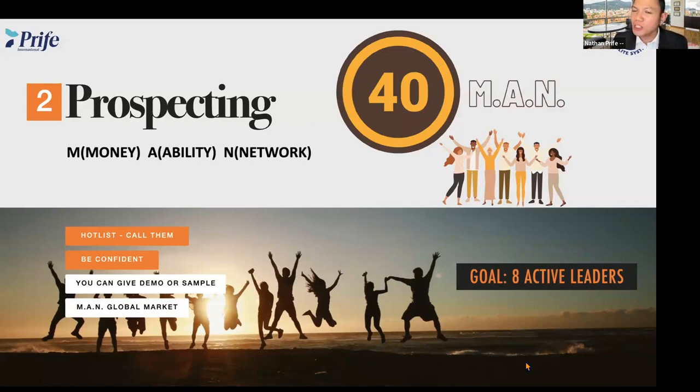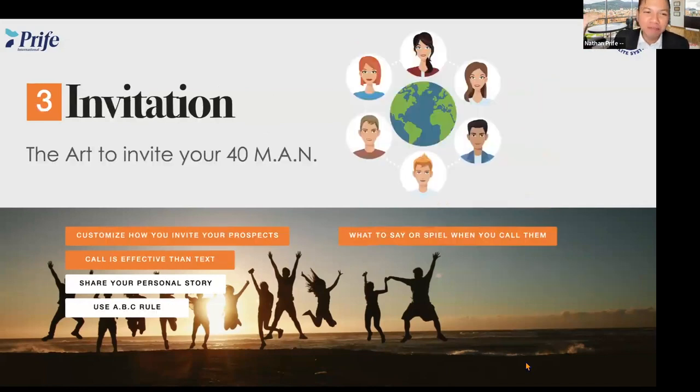What do you do? Once you get them, again, from the 40 man, your goal is to get 8 active leaders from your 40 man. Okay. Now you invite the 40 man. Number 3 is to learn how to invite. Your skills.